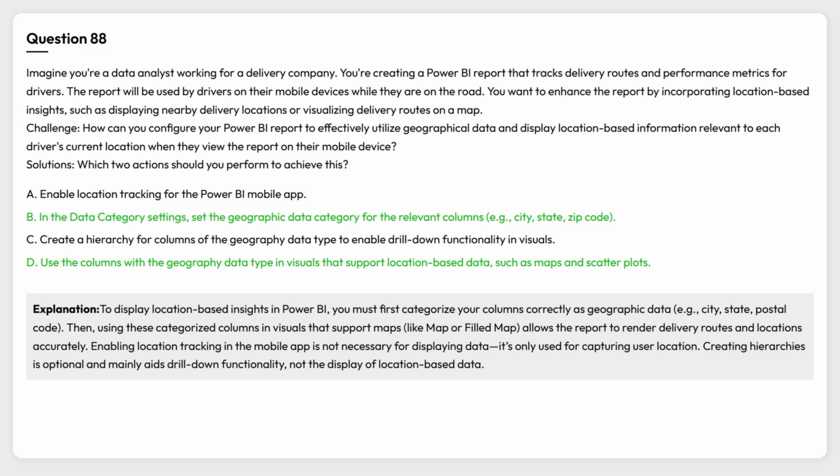Enabling location tracking in the mobile app is not necessary for displaying data. It's only used for capturing user location. Creating hierarchies is optional and mainly aids drill down functionality, not the display of location-based data.